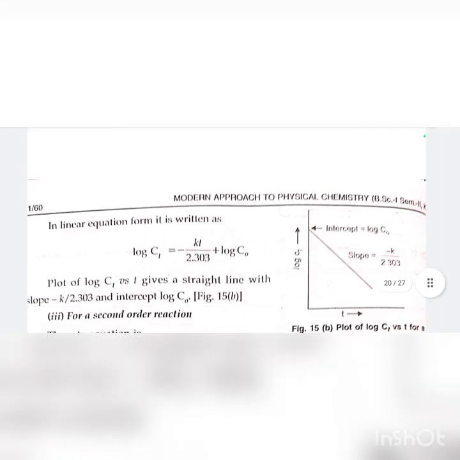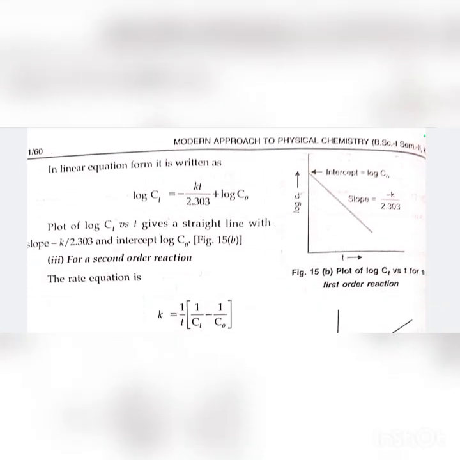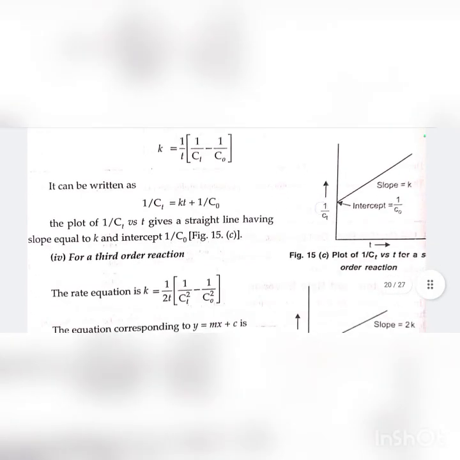For a first order reaction, k is equal to 2.303 by t log C naught by Ct. A plot of log Ct versus t gives a straight line with the slope minus k divided by 2.303 and intercept log C naught. And similarly for the second and the third order, we will calculate by this graphical method.